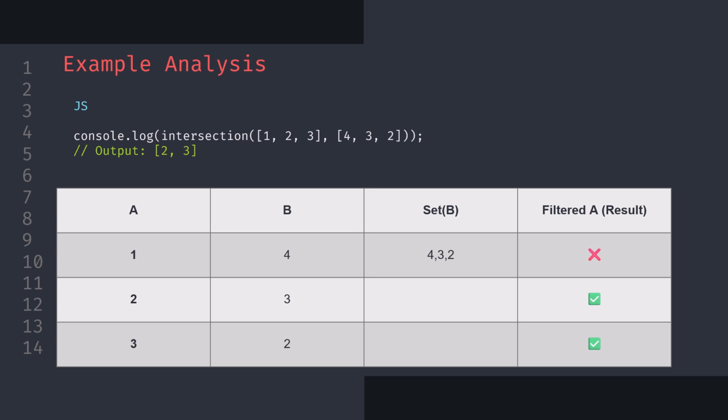Here's how it works with real numbers. We try each element from array A, and if it exists in set B, we keep it. That's how we end up with just 2 and 3 as our final results.